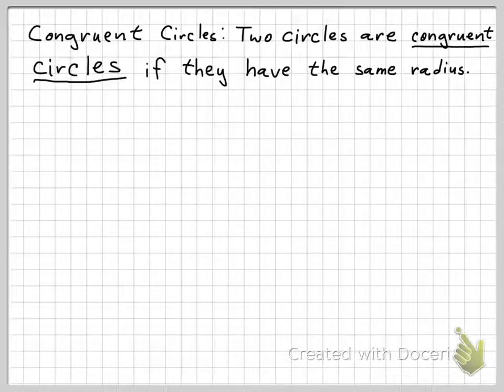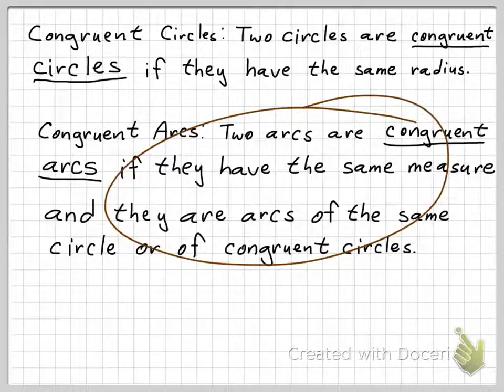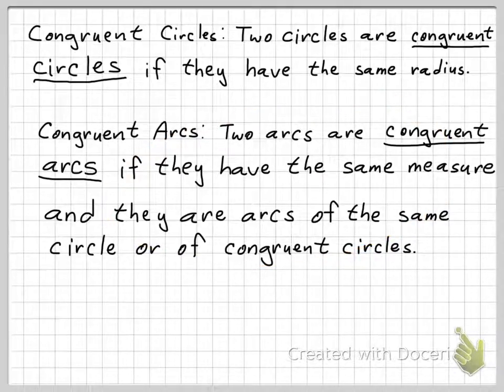And we also have another definition here. Congruent arcs. Two arcs are congruent arcs if they have the same measure and they are arcs of the same circle or of congruent circles. So copy that down, get caught up, and I think the best way to exemplify this concept is by actually doing a couple of problems. So that's what we'll do on the next page.